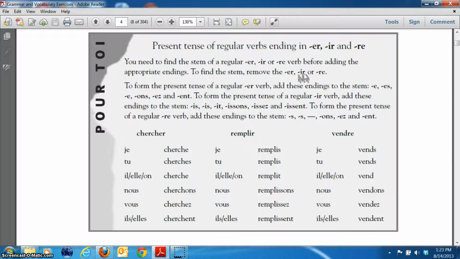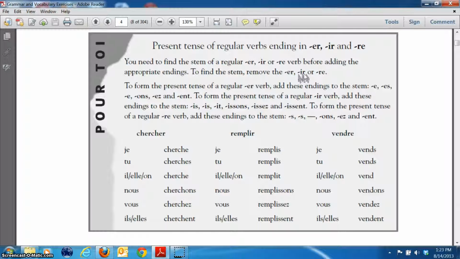Unité 1, Niveau 3-4, page 10. This is a review of the present tense of the regular verbs ending in ER, IR, and RE. You'll need to find the stem of these verbs before adding your appropriate endings. To find the stem, first you need to remove the ER, the IR, or the RE.